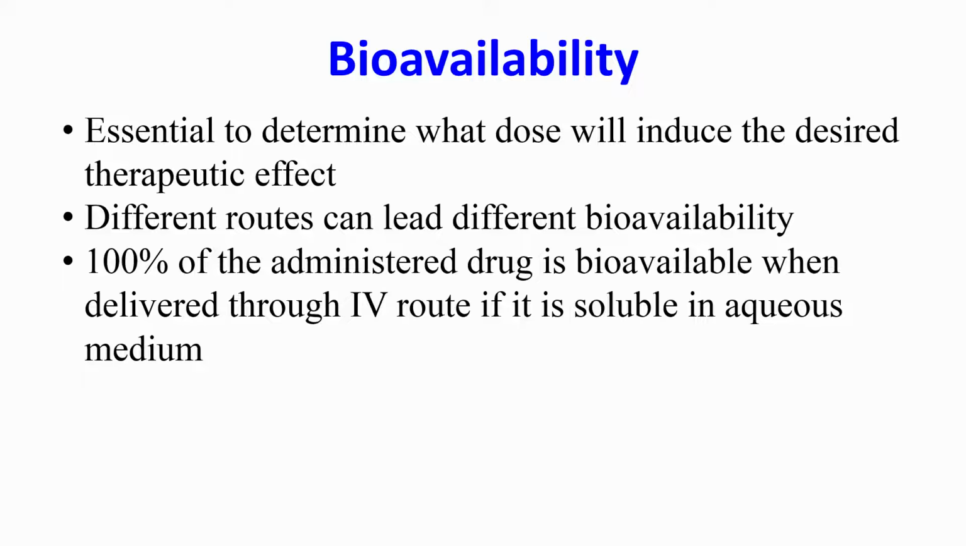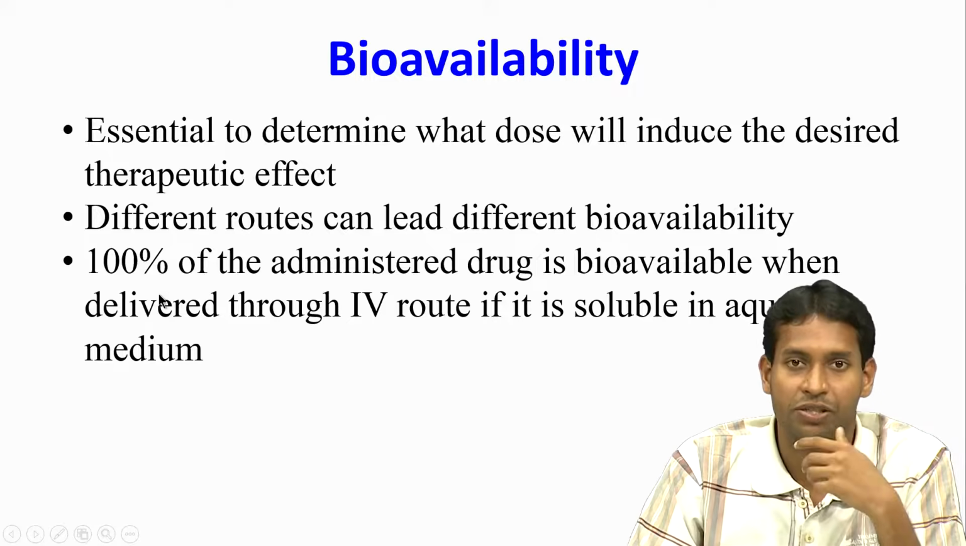So, different routes can lead to different bioavailability. As I just said, you can take things orally, but a lot of it will first get degraded in the GI tract and then also get metabolized during the first pass effect. So, not all of it is going to be available. However, if you do administer something through IV route and if it is completely soluble, then 100% of the drug that you administer is available. So, again, depending on the route you are using, the bioavailability will change.